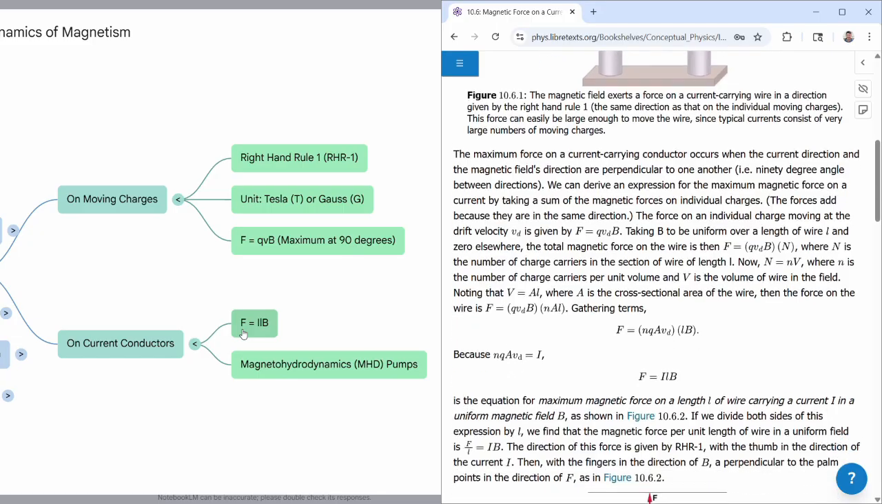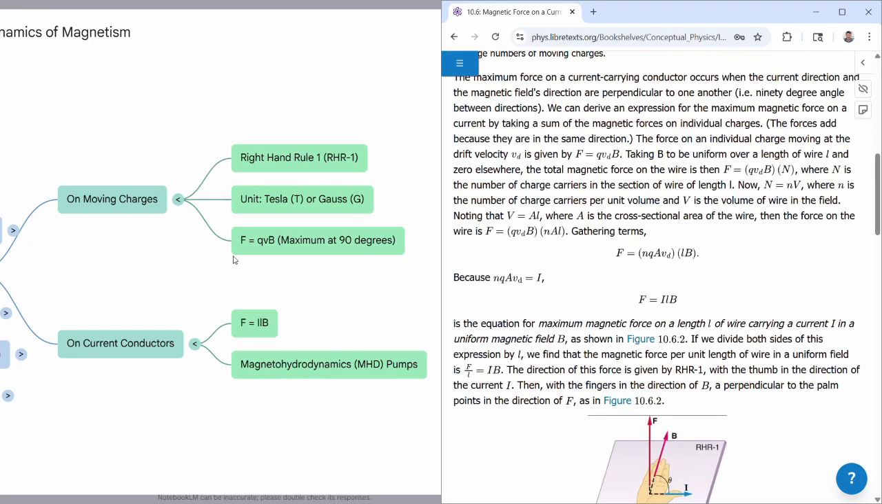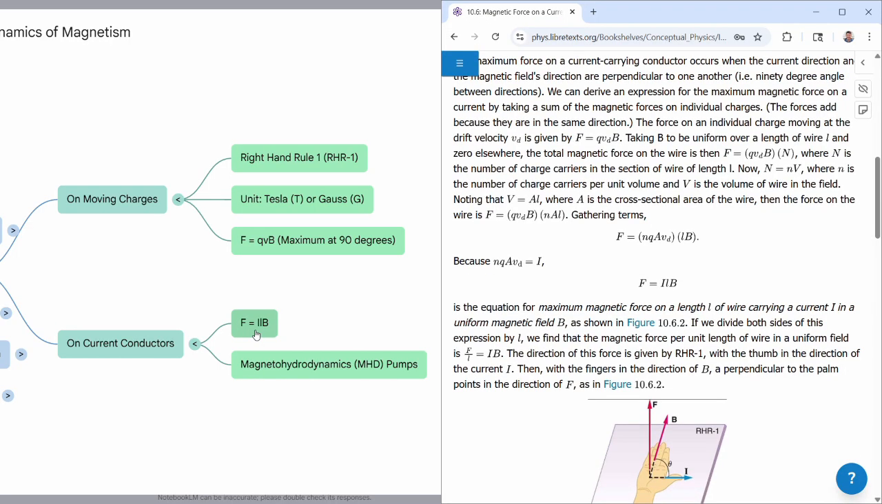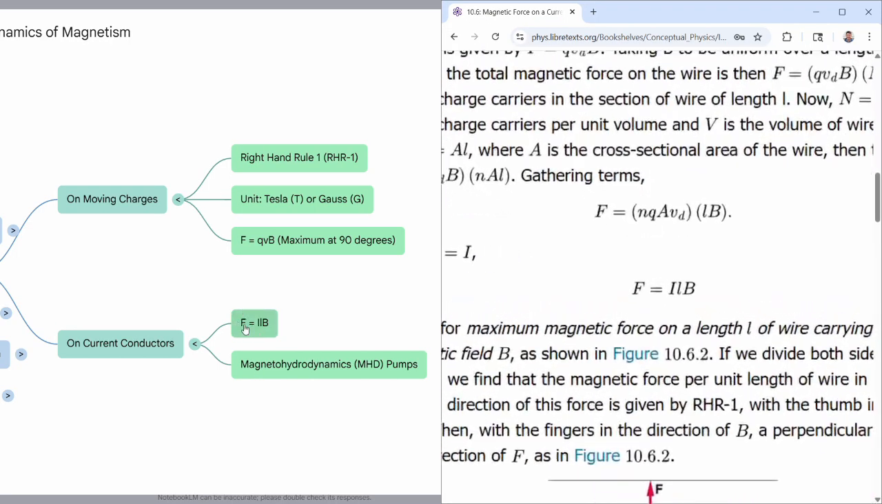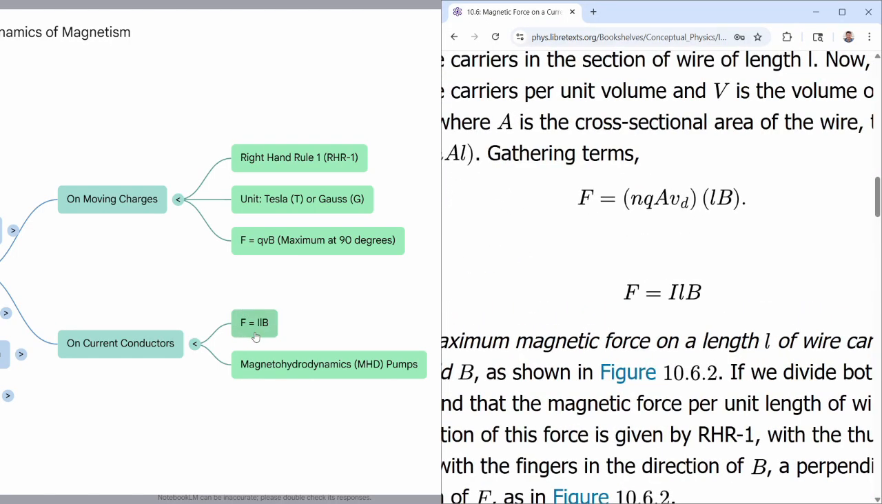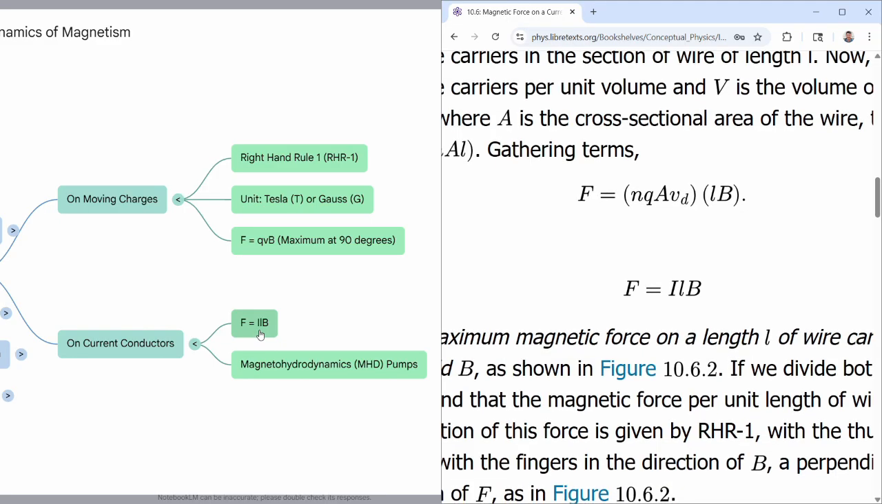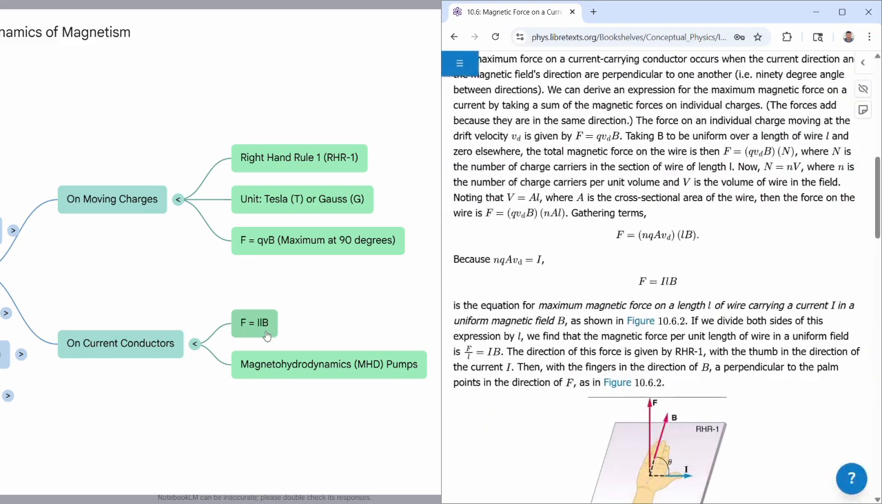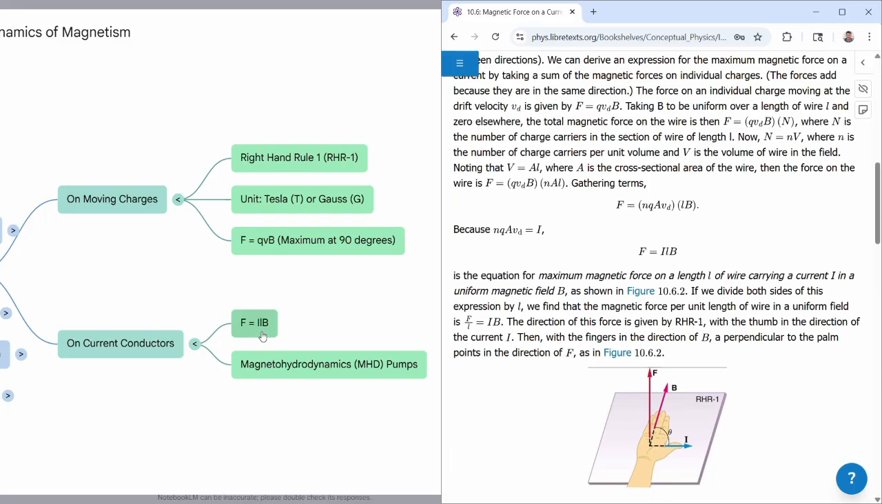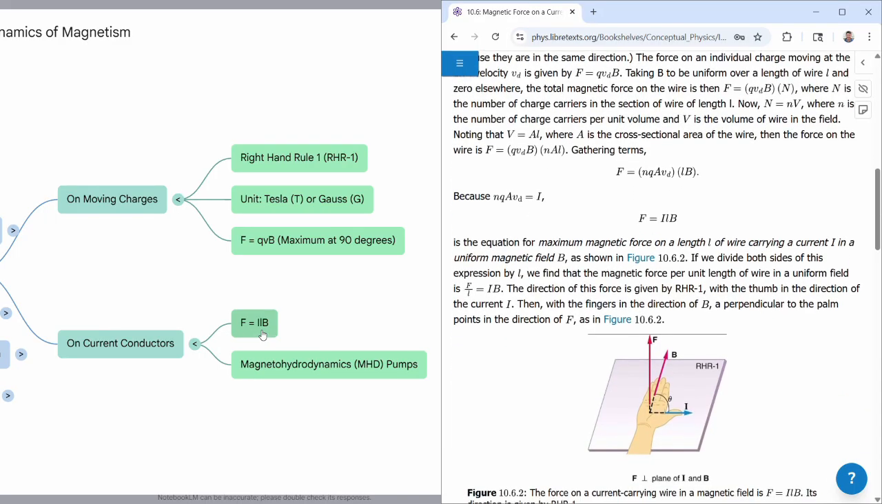This can be related to the magnetic force on a moving charge. Oh wow, with this font it's really hard to see. It's saying magnetic force F is equal to I, the amount of current, times L, the length of the current carrying wire, times B, magnetic field. So ILB. The capital I and lowercase l are really hard to tell apart.